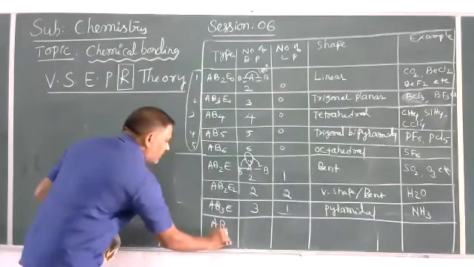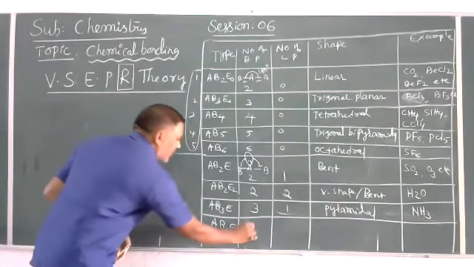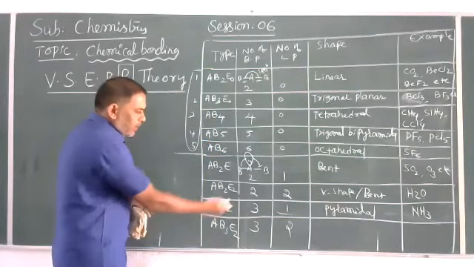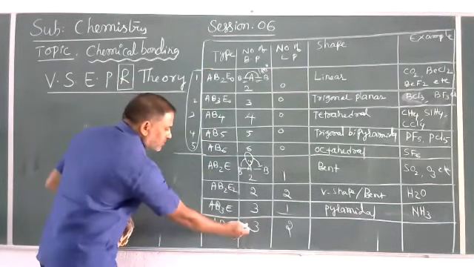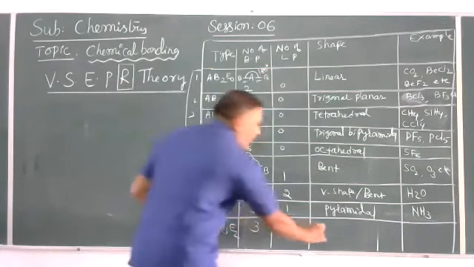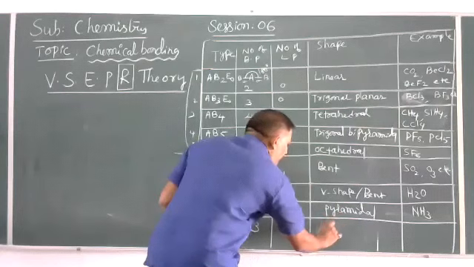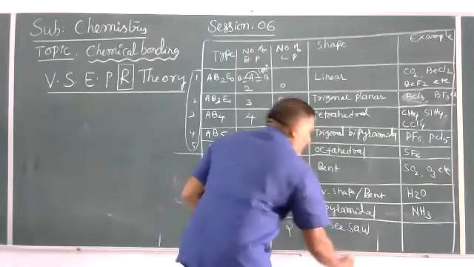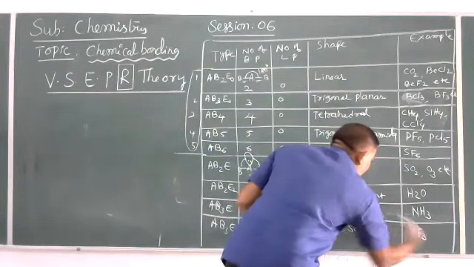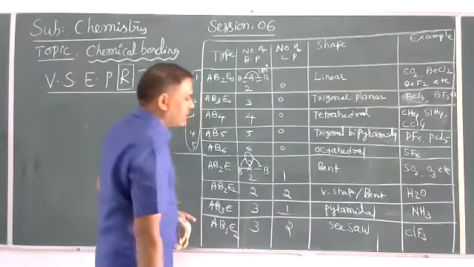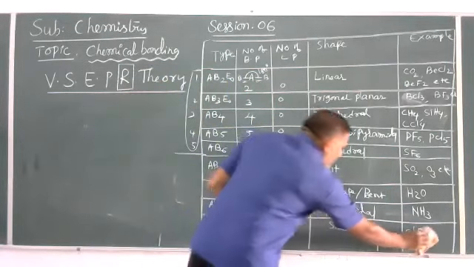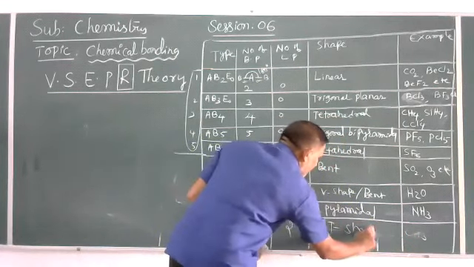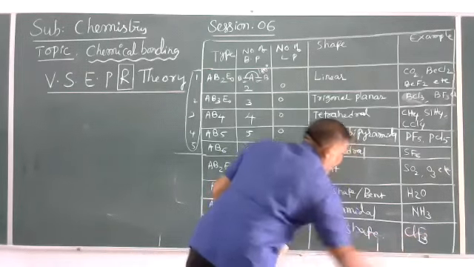Now the AB3E2 model: 2 lone pairs are there, and bond pairs are 3. Now it is trigonal, or we can say a seesaw-like structure. For example, ClF3 can be described as seesaw-like, and also as a T shape. It is T shape. We can use this for ClF3.